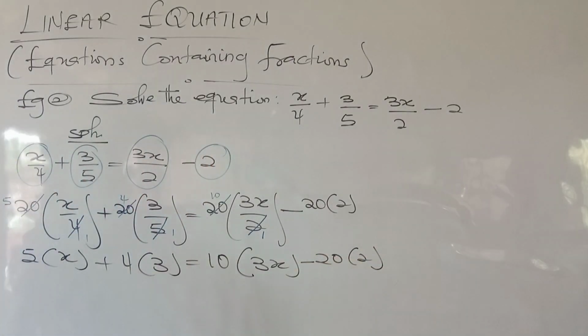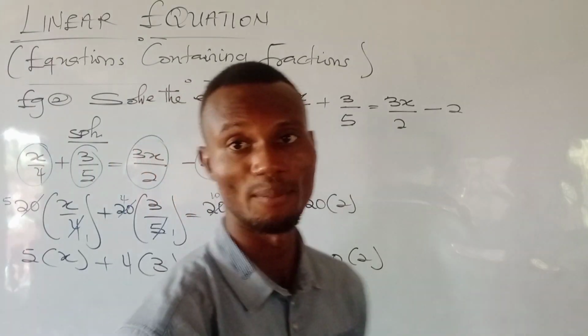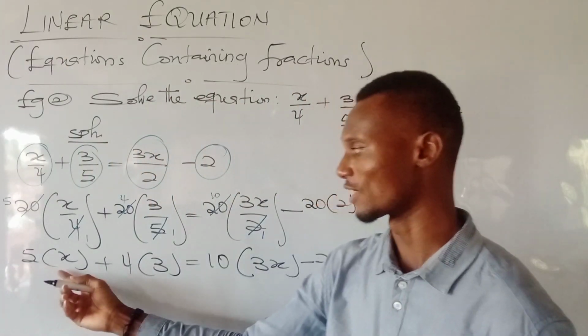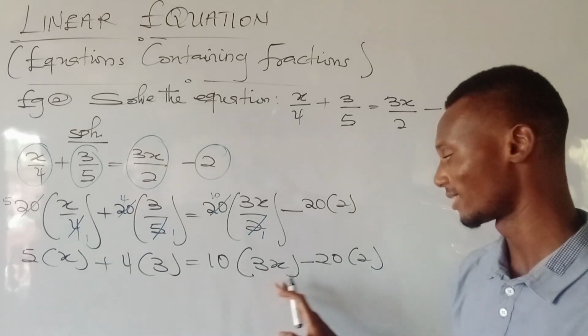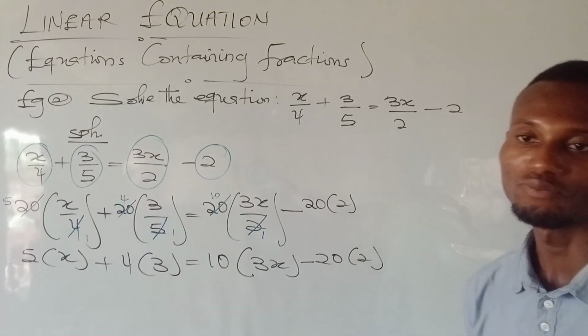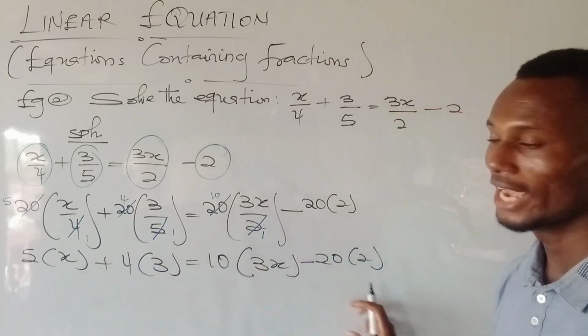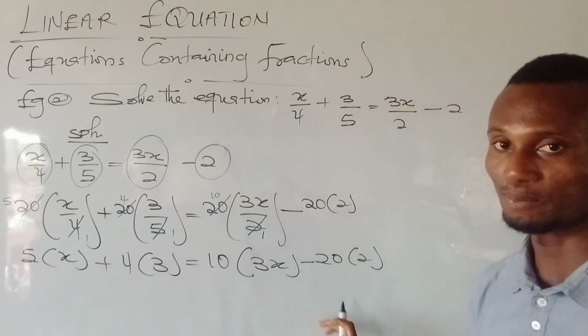Okay, now from here we just have to open our bracket. So 5 will multiply the s, this 4 will multiply the 3, this 10 will multiply the 3s, and this minus 20 will multiply the 2. So we just simplify further by multiplying the bracket.